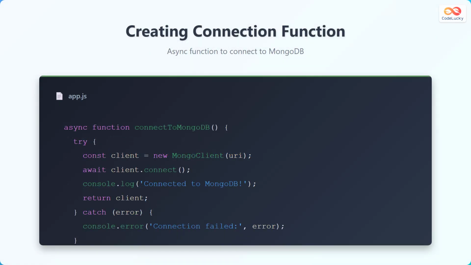Next, we'll create an asynchronous function to handle the connection to MongoDB. This function will be responsible for establishing the connection and handling any potential errors. Start by declaring an async function called connectToMongoDB. Inside this function, use a try catch block to handle the connection process. Within the try block, create a new MongoClient instance using the URI we defined earlier. Then, await the client.connect method to establish the connection. If the connection is successful, log a message to the console. Finally, return the client object. In the catch block, log any connection errors to the console.